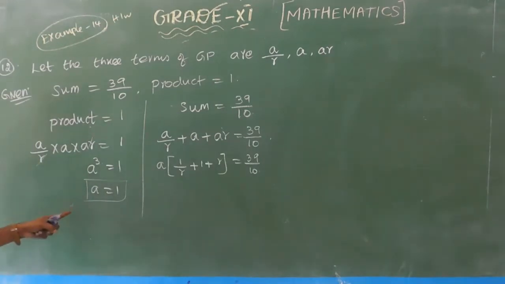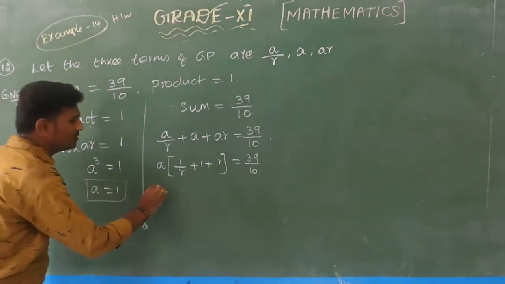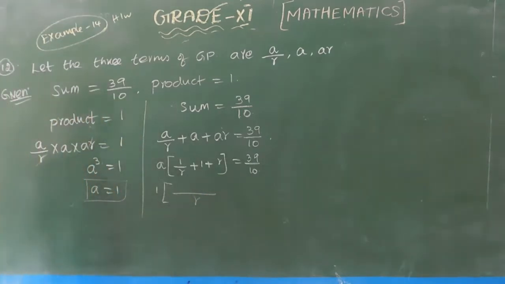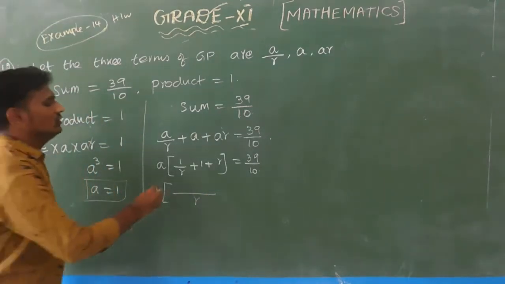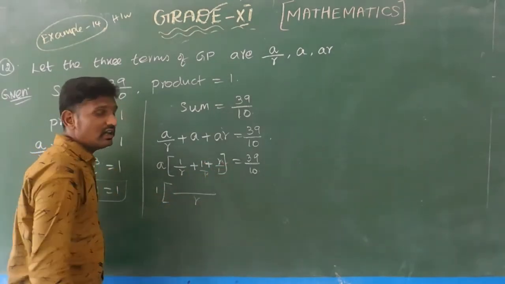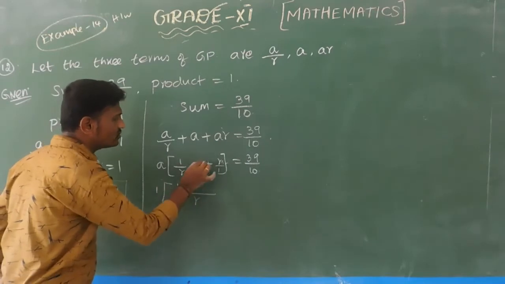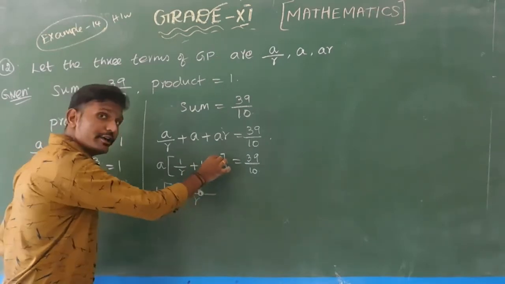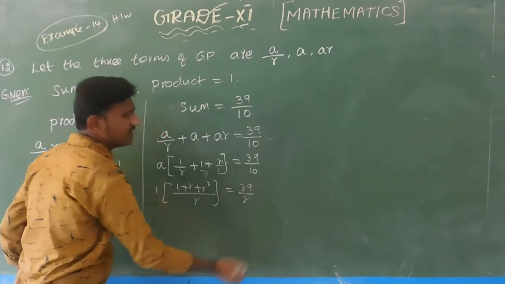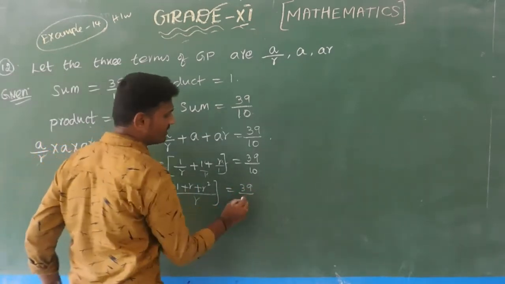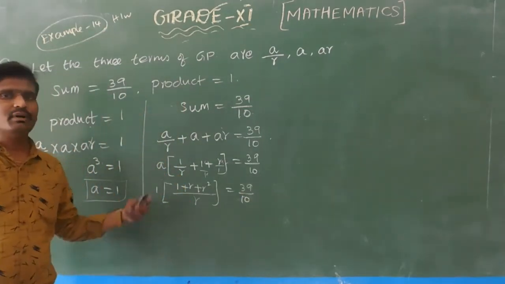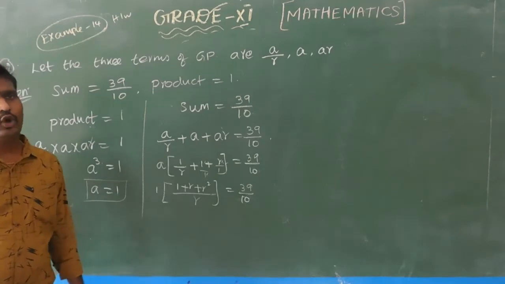And you have the value of a is 1. Now I'm substituting 1. You have a common denominator r. So I'm going to multiply the second and the third term by r to get 1 plus 1 into r plus r into r, that is r square, which is equal to 39 by 10. Now one multiplied by any number gives the same number, so we don't need to do it.